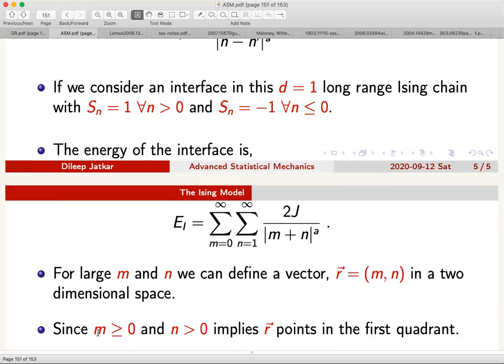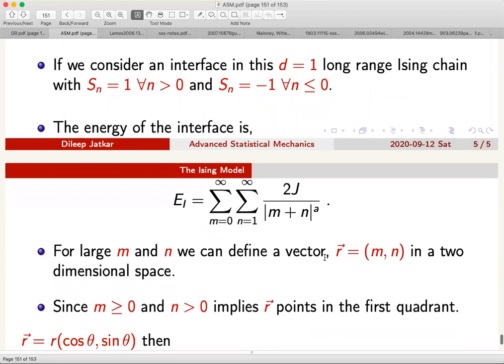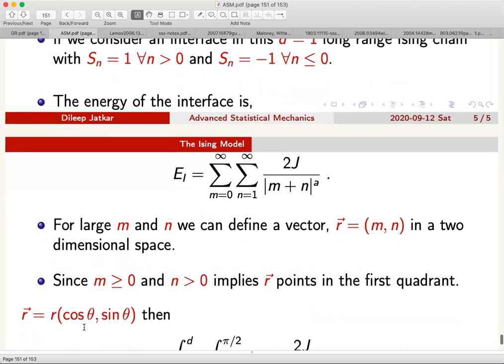Since m is positive semi-definite and n is positive, the r vector is pointing in the first quadrant, right? Because both these entries are positive or positive semi-definite. When m is equal to 0, you will be along the y-axis, but it doesn't matter. So you are essentially in the first quadrant of the two-dimensional space. If you are in the first quadrant, then you can write the r vector as r times cos theta comma sin theta. This is just the polar representation of that vector.